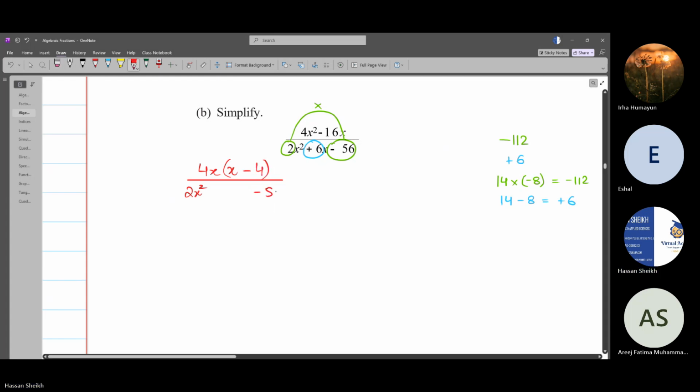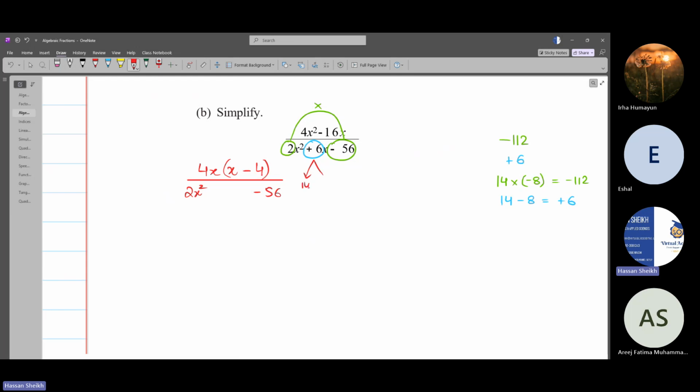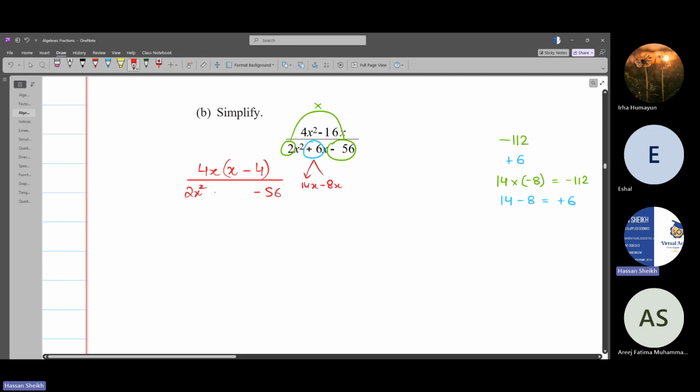Okay. And then in the middle, you need to break this plus 6x. How do we break that 6x? 14x minus 8x is 6x. Do you believe? Yes. So 14x minus 8x.